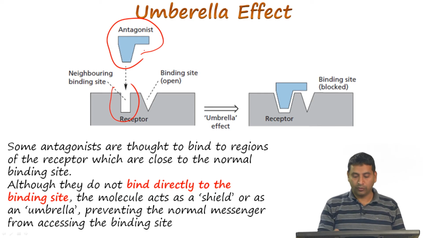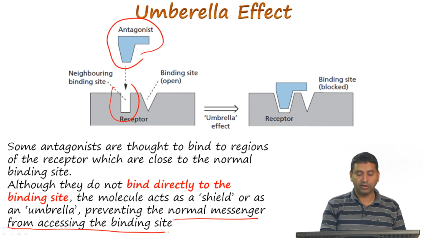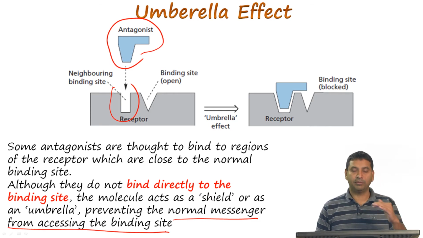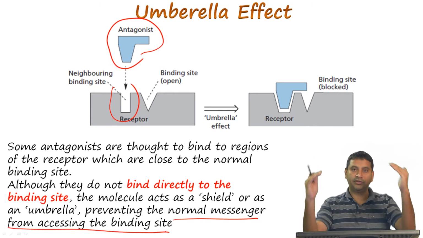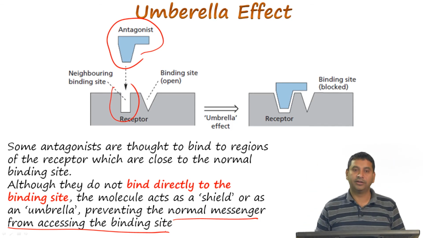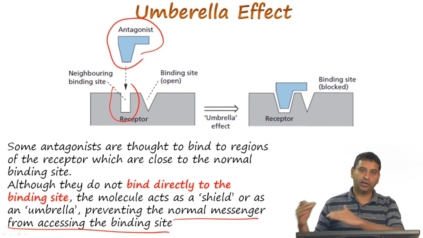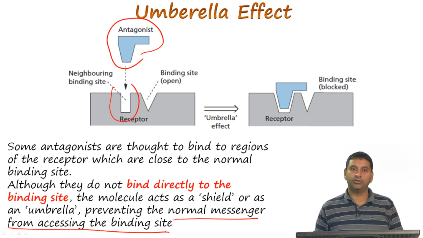So, therefore, the normal messenger does not access the binding site, and this is called the umbrella effect, where you can imagine that there is an umbrella which is providing a shade. It can provide shade to one individual, or it can also provide shade to two individuals.